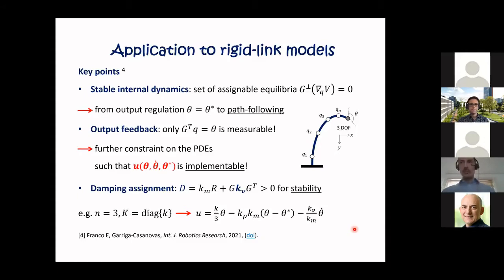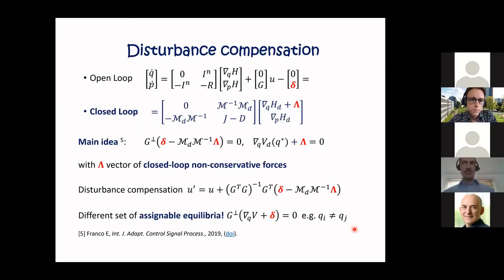However, we need to do that because they are present in engineering practice. To account for disturbances, first of all, we need to do so in the open loop, and we can do that by introducing this term delta. And we also need to account for their effect in the closed loop. Here, of course, there are many ways. The main idea of this approach is to introduce this vector of closed loop non-conservative forces and then proceed to matching the effect of the disturbances on the unactuated states between open loop and closed loop.